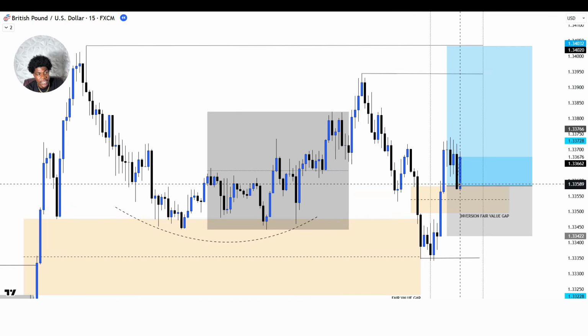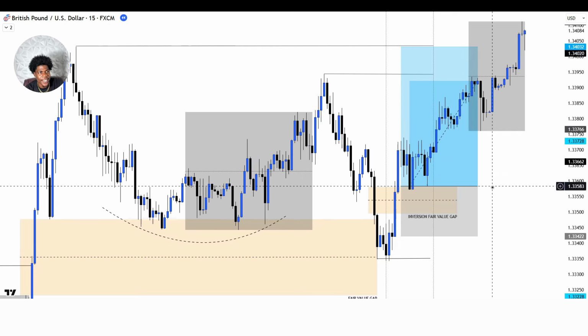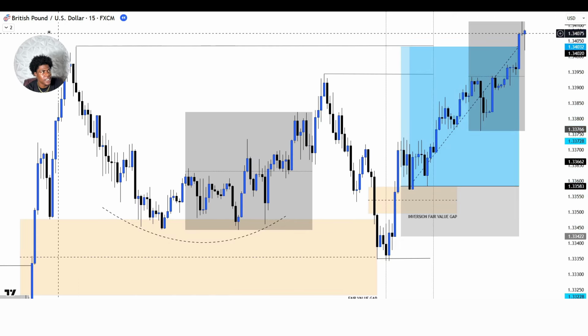Price came right inside of this, right? The open of the fair value gap, the inversion. Let's extend it. A retest of that same open. This trade ended up playing way later. You would have to hold this trade right here for it to see the full take profit.